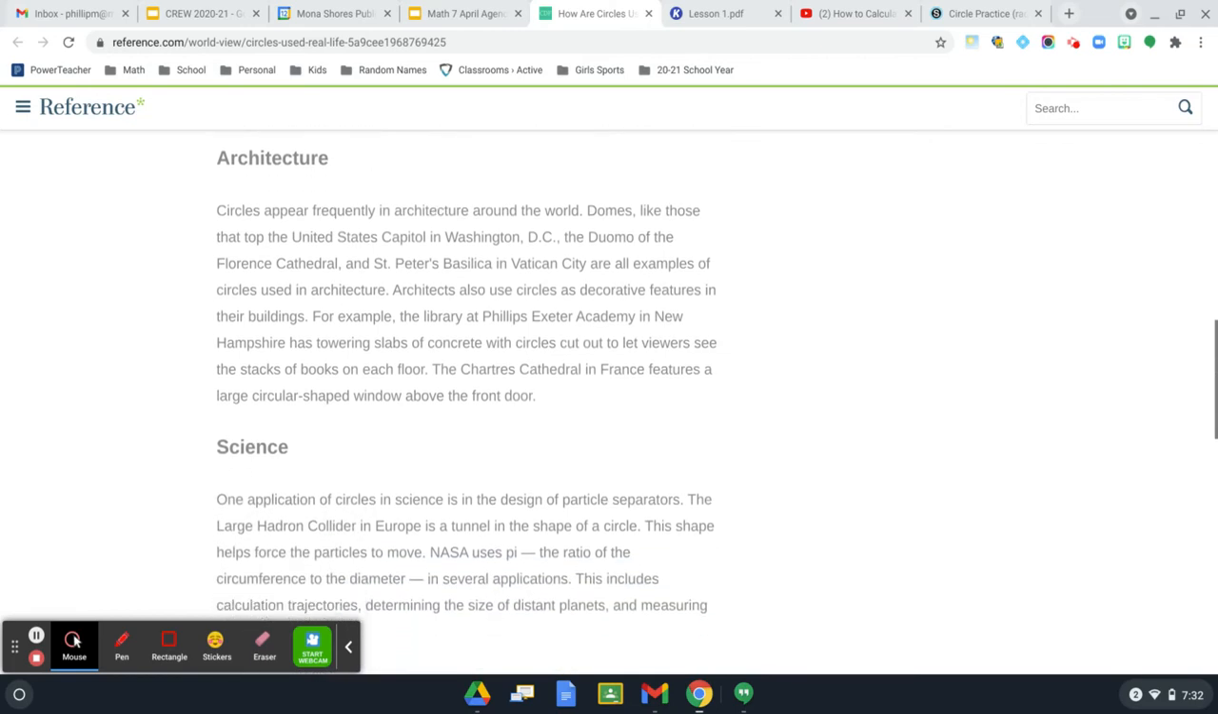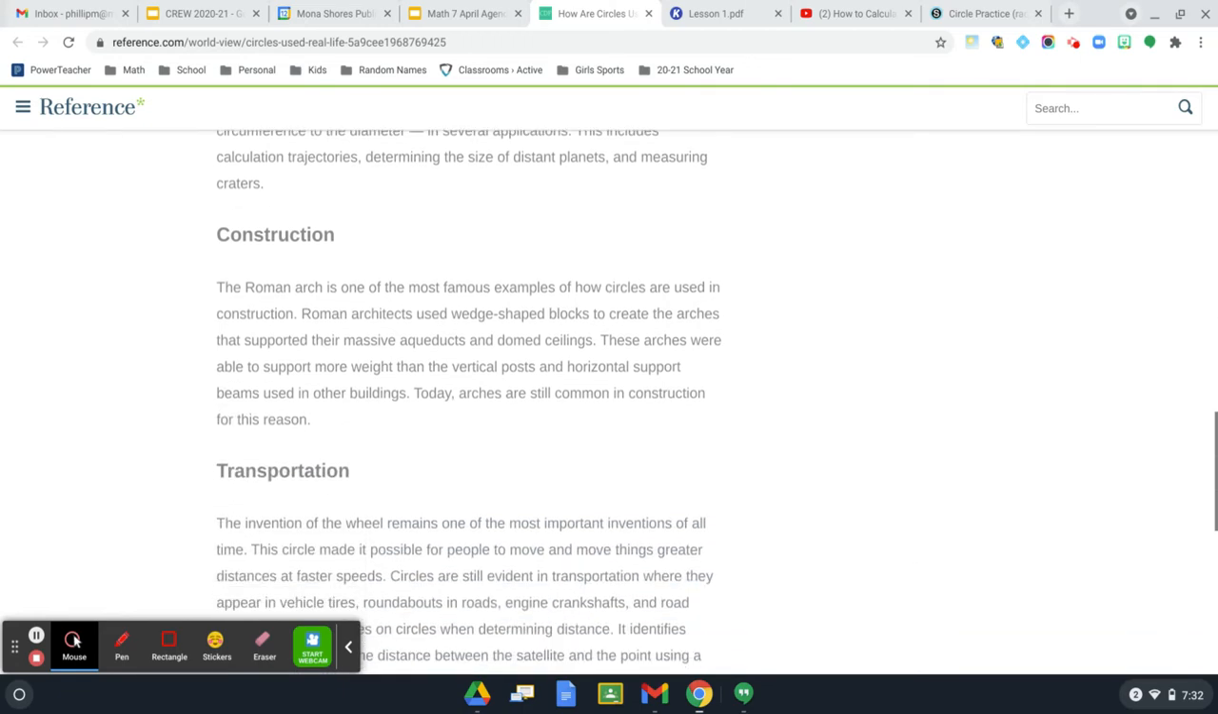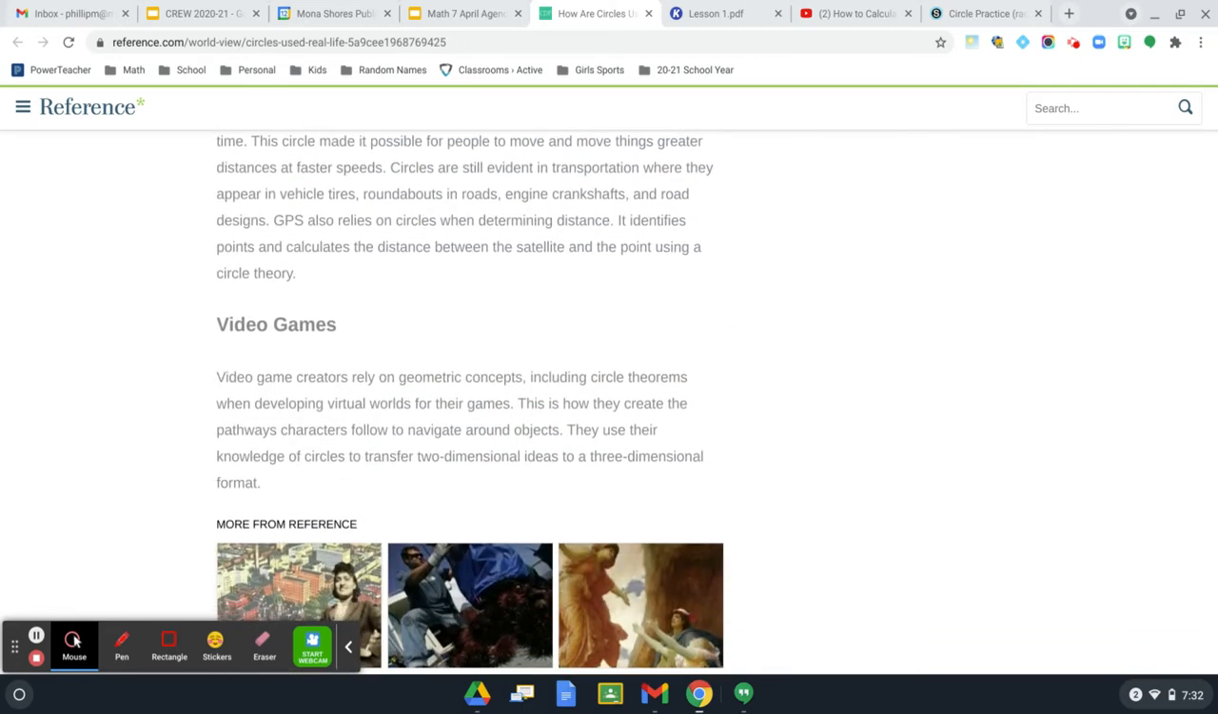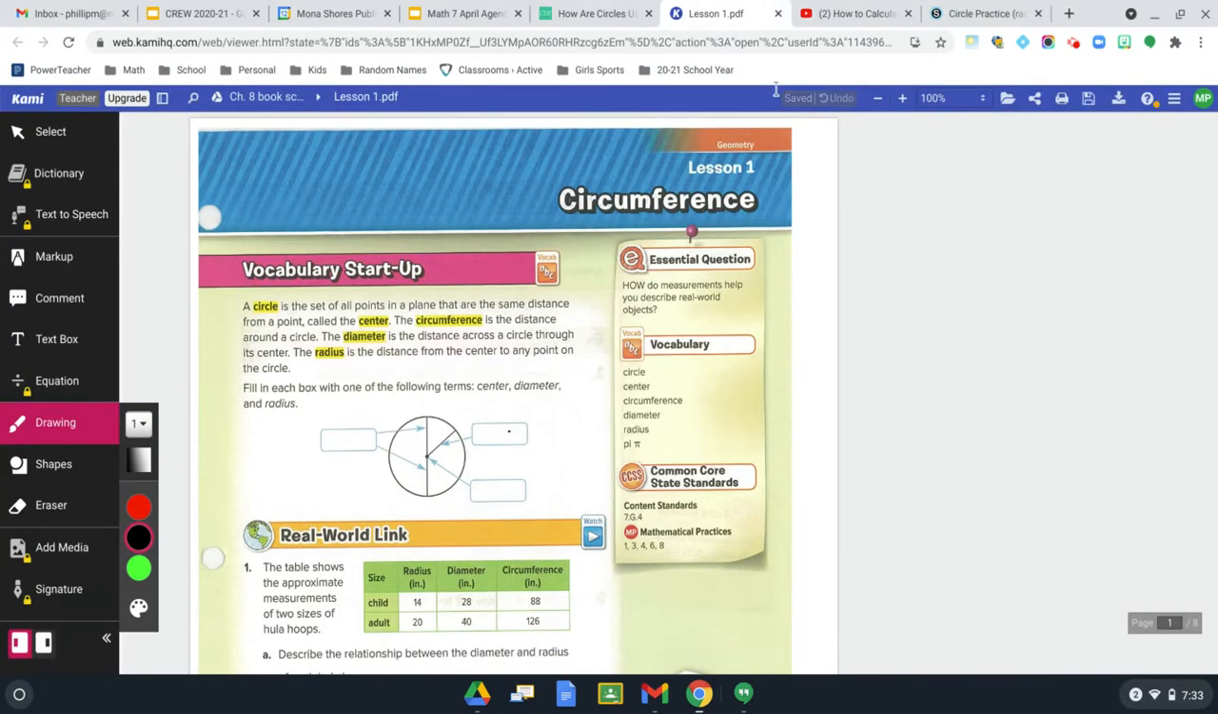And then also, I enjoyed understanding how NASA uses pi, that 3.14, that irrational number that just keeps going and going and never ends, to determine the size of distant planets and measure craters. And then, of course, my video gamers, how cool is that, the knowledge of circles transferring a two-dimensional idea to a three-dimensional format for developing these virtual worlds for their games. That's super cool. So I hope you got a little bit of enjoyment out of that article before we now head into the lesson itself.